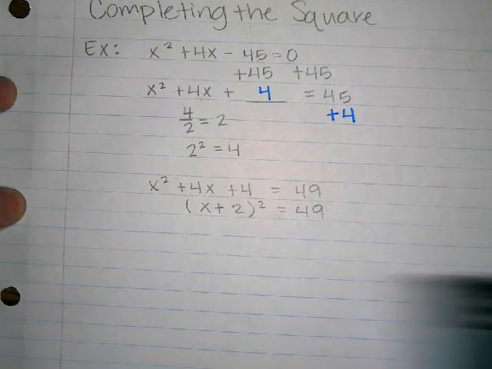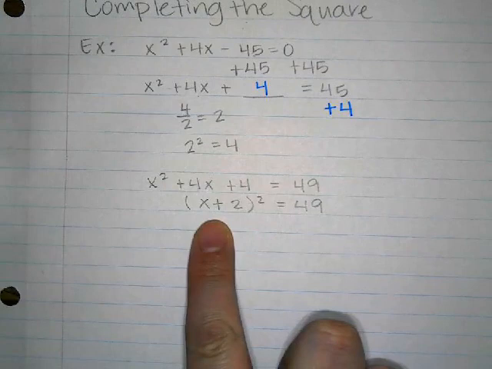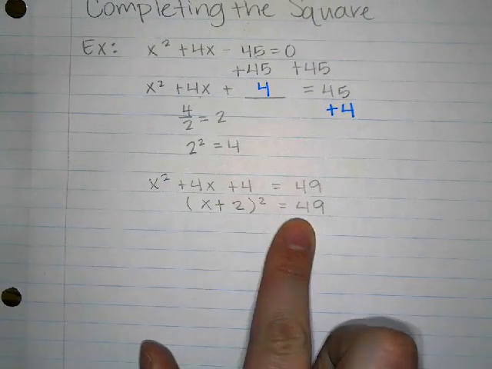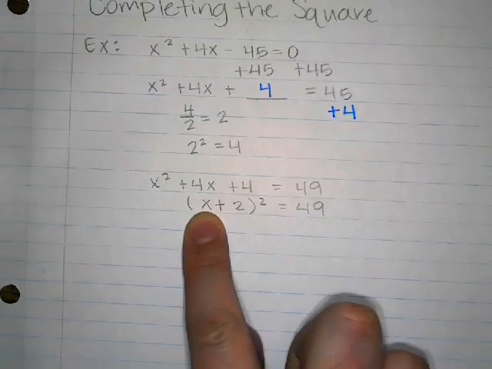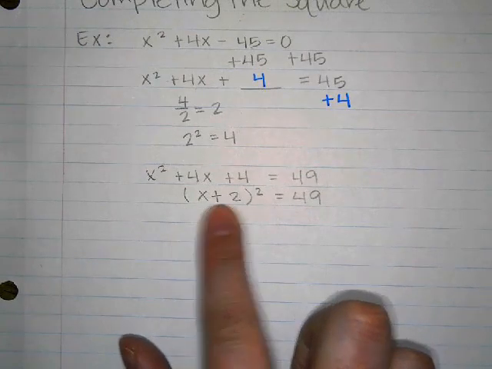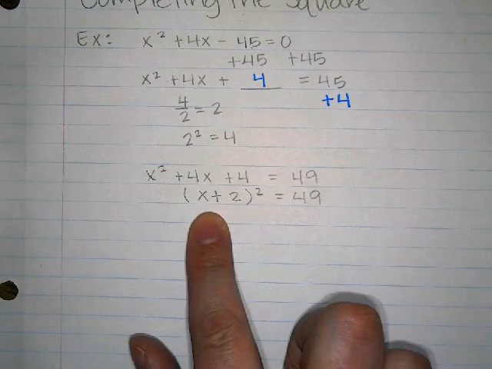So we've got this. Now our goal is going to be to solve for x. So we've done the process to complete the square. We've got this, but now we want to solve for x. So if I want to get this x alone, if that's my goal, how do I undo the stuff that's around the x to get the x alone? What's the opposite of square?